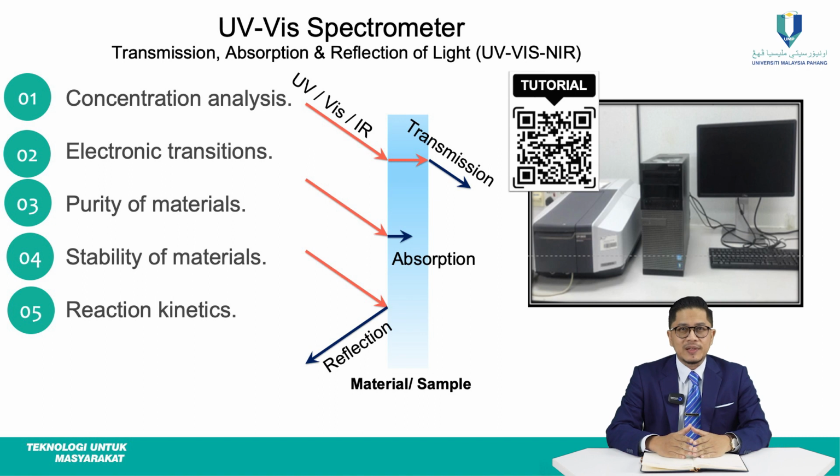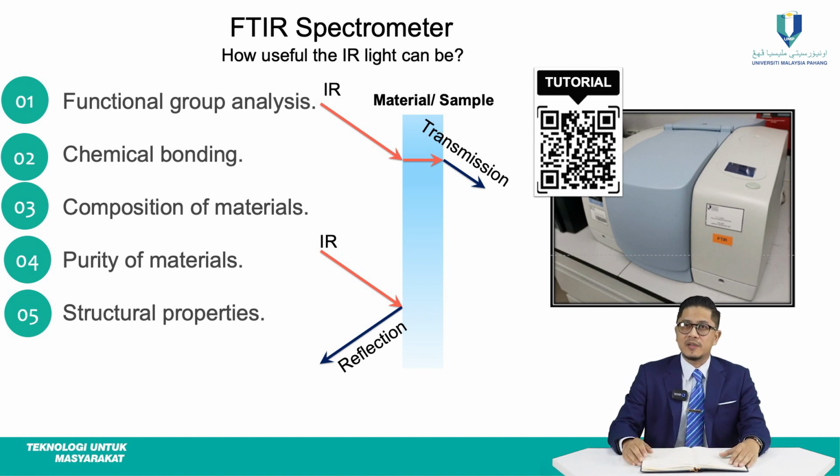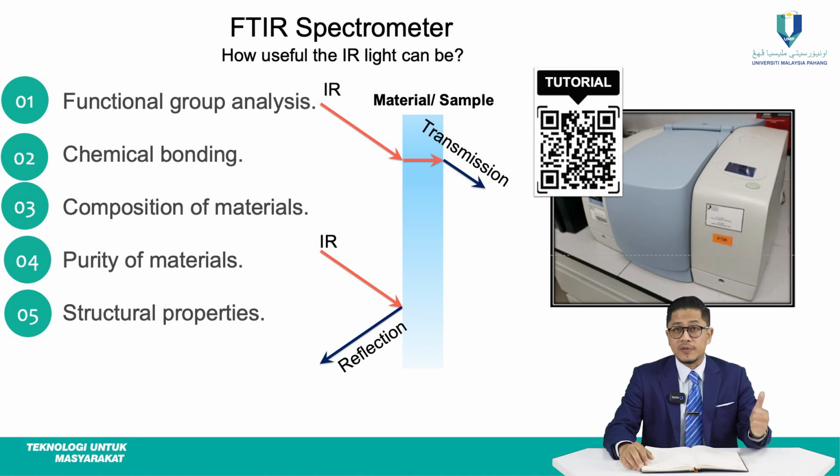The next instrument is the Fourier transform infrared spectrometer, or known as FTIR. This instrument measures the transmission and reflectance of infrared light in the material. It is used to analyze the functional groups and chemical bonding in the material. FTIR spectrometers can provide information on the composition, purity, and structural properties of a material.